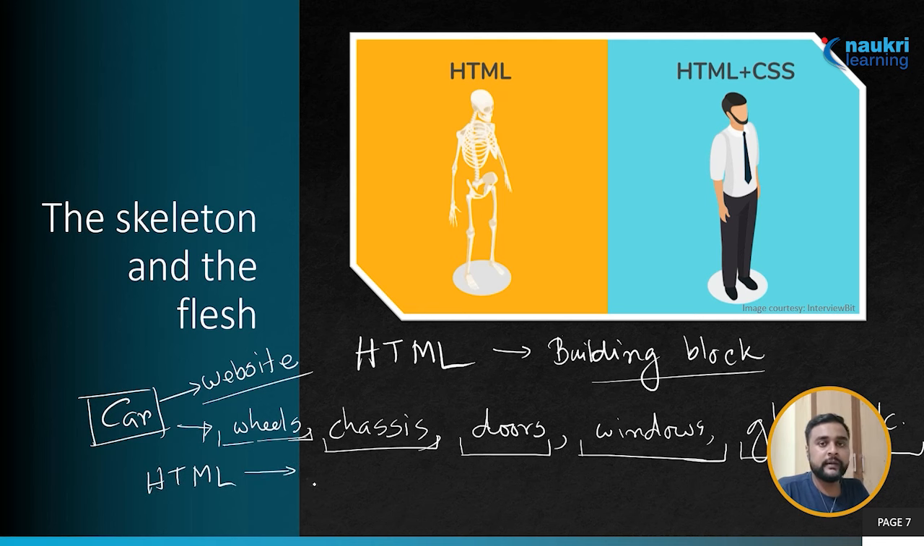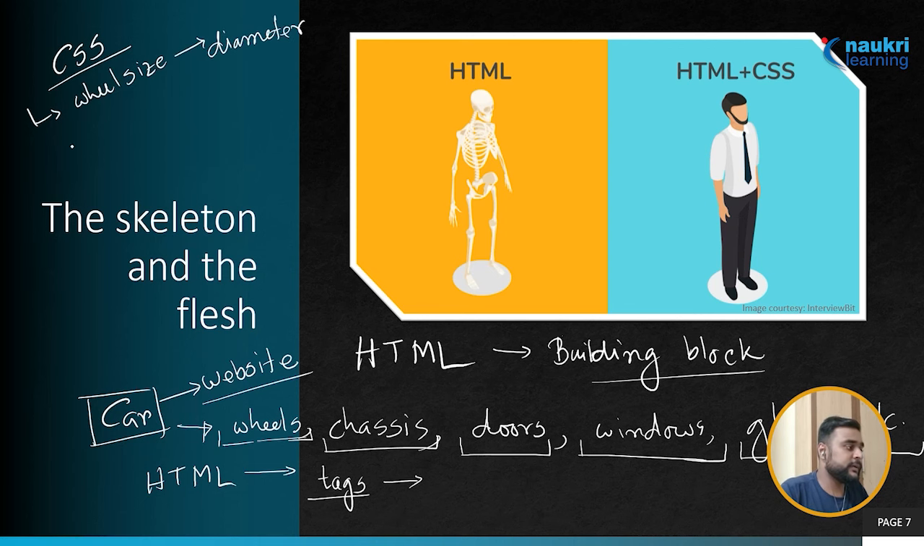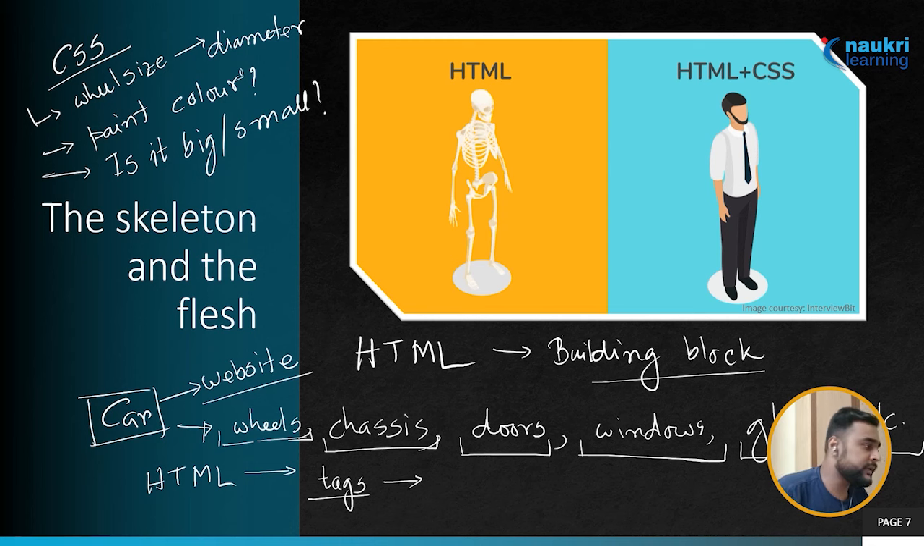And what is the building block of HTML? The tags. But then what exactly is CSS? CSS will say what should be my wheel size, what should be the color of my doors or paint color. So these are the styling things, like the colorfulness, the beauty. It is taken care of by CSS.